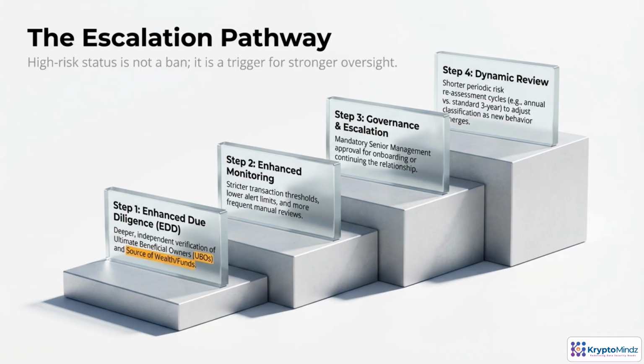High-risk status is not a ban. It's a signal to tighten control. First, you deepen due diligence. Independently verify beneficial owners and validate source of funds and wealth. Next, you move the customer into enhanced monitoring with stricter thresholds and more frequent reviews. If concerns remain, the relationship goes to formal governance. Senior management must actively approve onboarding or continuation. Finally, you apply dynamic review. Shorter risk review cycles, so the rating and the control intensity adjust quickly as behavior changes.